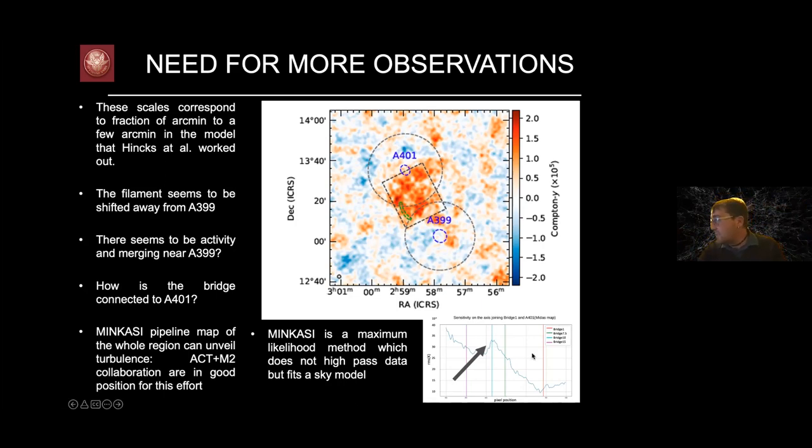So this plot shows the coverage we have. This is Abell 401. This is the structure between Abell 401 and the bridge, which is poorly covered. And of course, the zero coverage we have on Abell 399. So we want to increase this coverage down to here and to have coverage on 399. So this is basically what I had in mind for this talk.